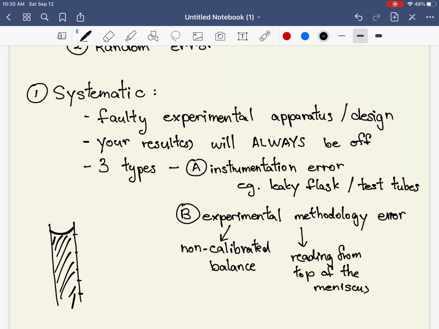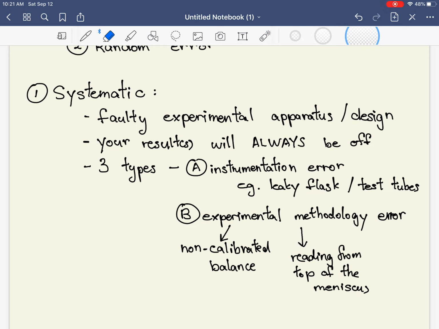Now, how do you read volumes when it forms a meniscus? Well, you always read from the bottom of the meniscus. So this is the right way of reading volumes, not the top of the meniscus. That will not be accurate. If you're reading from the top of the meniscus, like what you're doing right there, that's an experimental methodology error. You always read from the bottom of the meniscus. You always read it here. All right, let's clear this up.